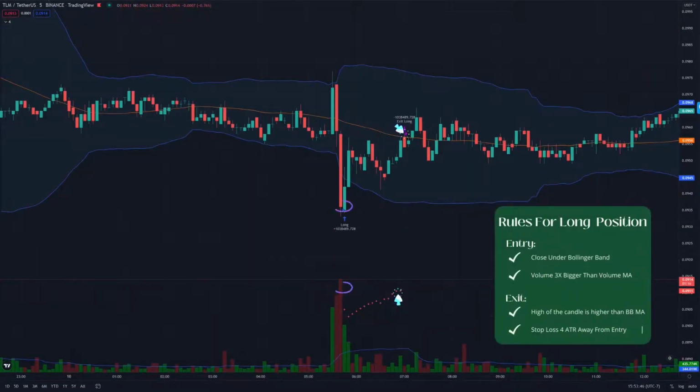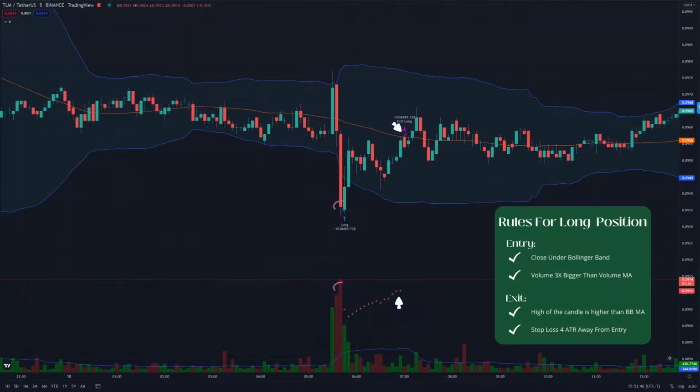To go long, we need a close below the lower band with the volume 3 times bigger than the volume MA. This is the case because when there is a lot of volume below the lower band, chances are that there will be more buying going on than selling, and that is a great scenario to go long. Now let's go over the exit plan. Our target is the moving average, so we exit when we reach it. Our stop loss is 4 ATR away from the entry price in case things go wrong. That's it. It's a simple but effective counter trend strategy.